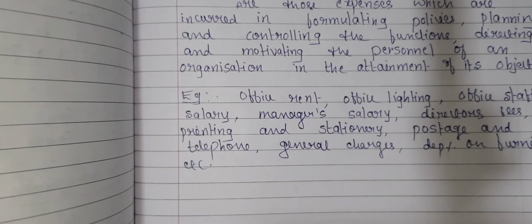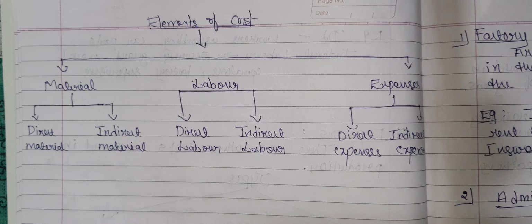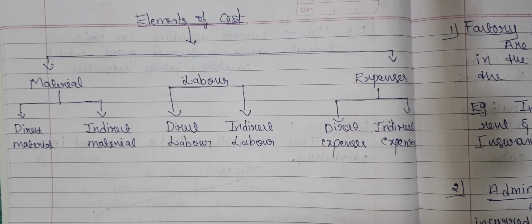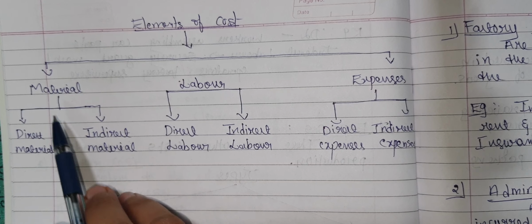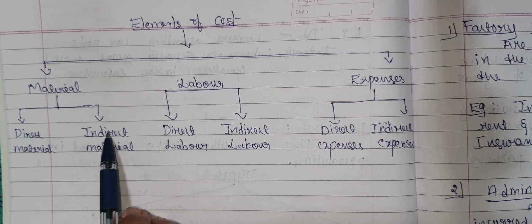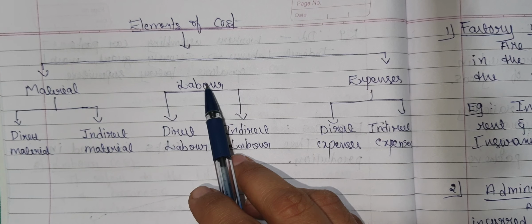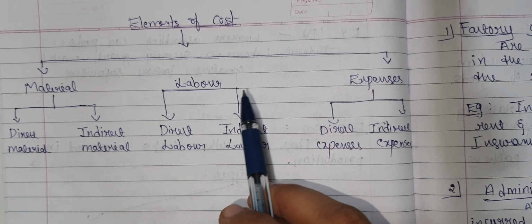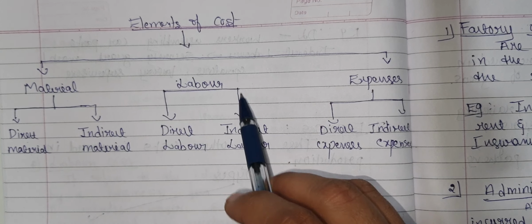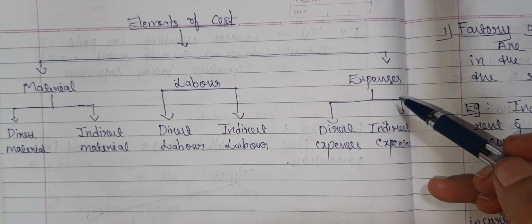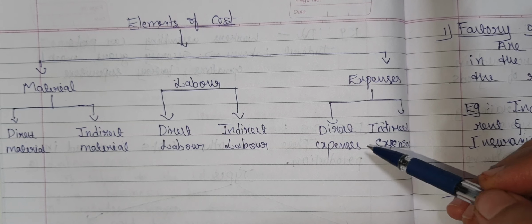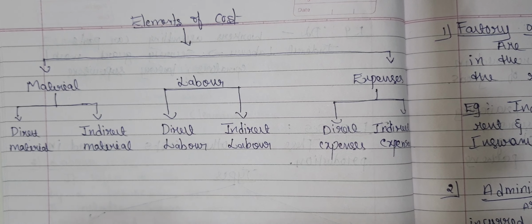So these are the elements of cost: material cost, labor cost, and expenses. Materials are classified into two types, direct and indirect materials. The second one is labor cost, classified into two types, direct labor and indirect labor. And the third one is expenses, also classified into two types, direct expenses and indirect expenses.